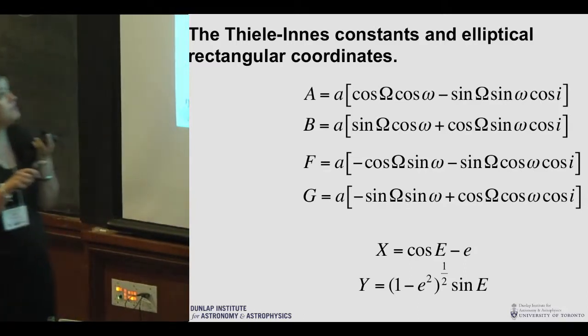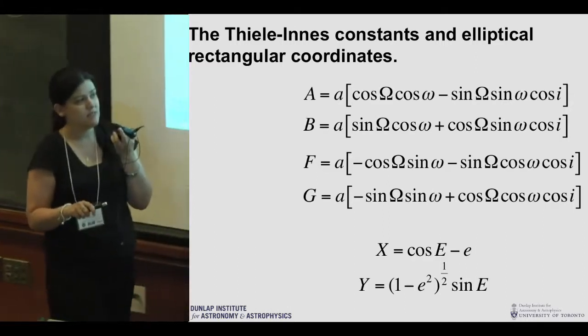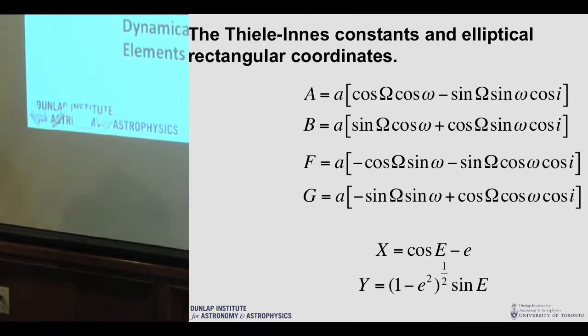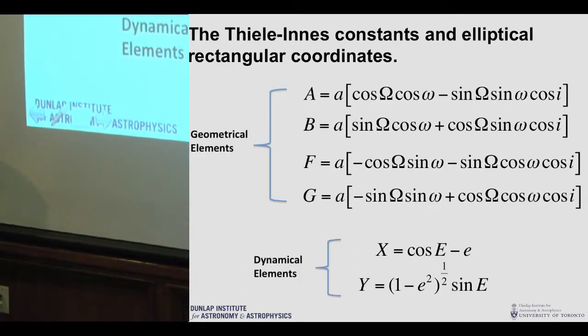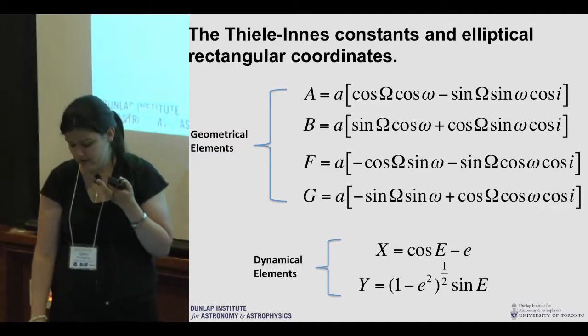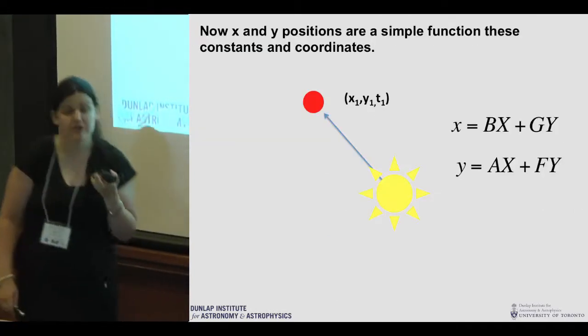So these are the geometrical and these are the dynamical, and those are defined as big X and big Y. You can see that they have the eccentric anomaly, which has the period and the time of periastron passage in it, and the eccentricity is here. So it has all the dynamical elements. All right, after all this mathiness, we end up here.